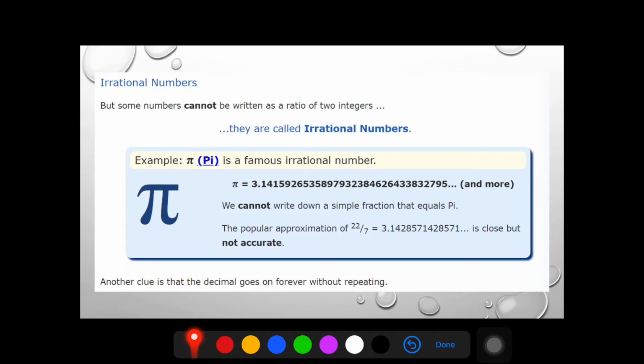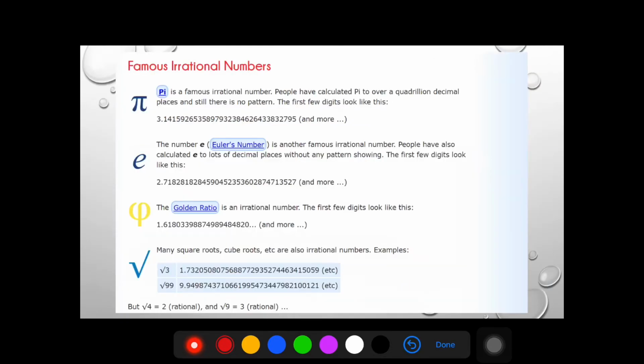Another clue is that the decimal goes on forever without repeating, meaning they are not recurring decimal places. So if it is recurring decimal numbers, it is a rational number. If it's not recurring, not repeating, this is an irrational number. Some of the famous irrational numbers, which you can find on Google: pi, the Euler number e, the golden ratio, and the square root. These are most of the famous irrational numbers.